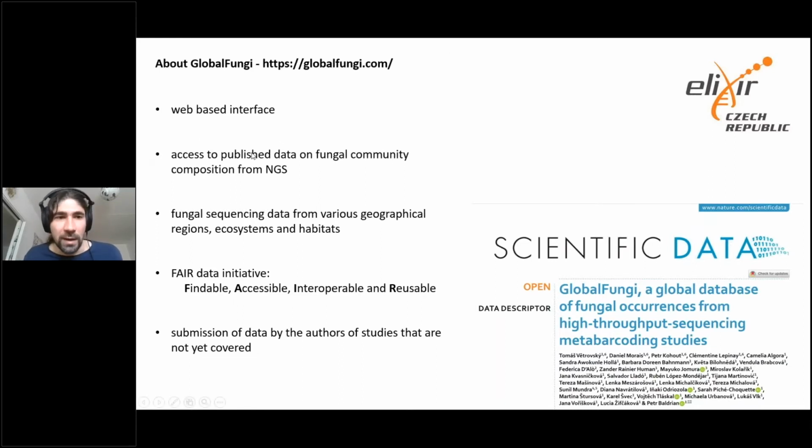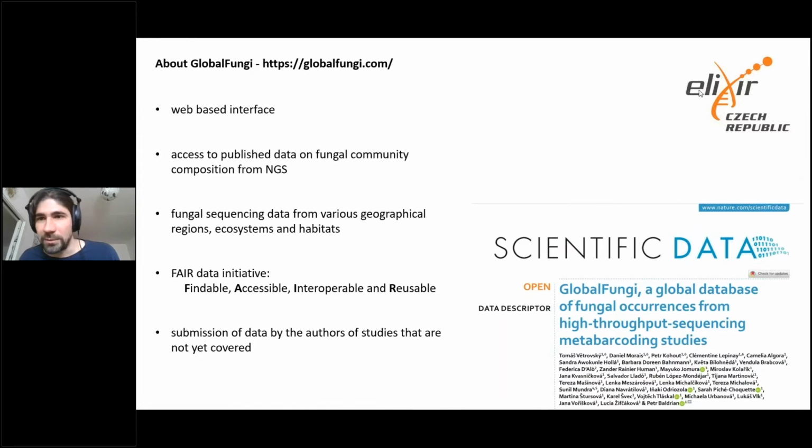We focus on fungi because our lab is doing a lot of work with fungi from various ecological ecosystems and habitats and so on. And we try to create something which is using this FAIR initiative. So data should be findable, accessible, interoperable, and reusable. This reusability, I think, is quite important.